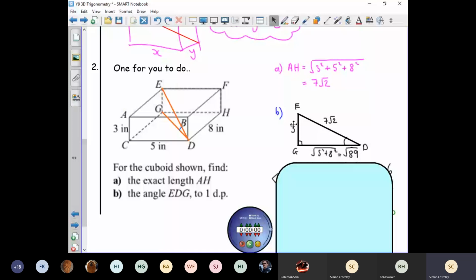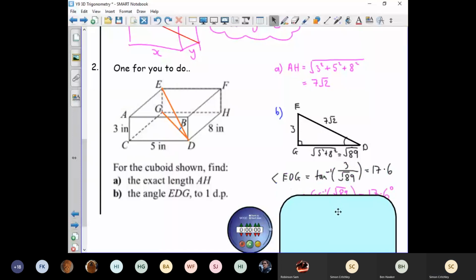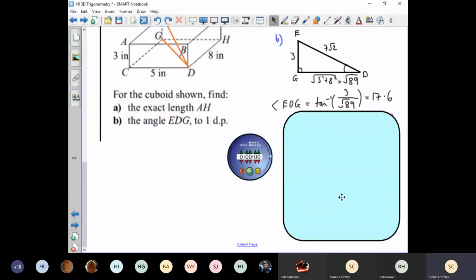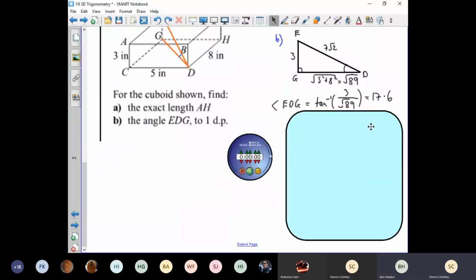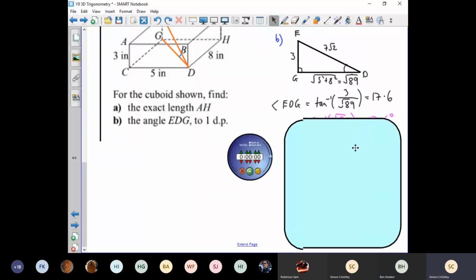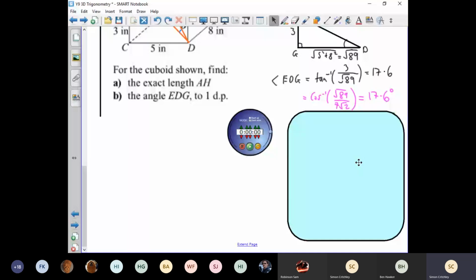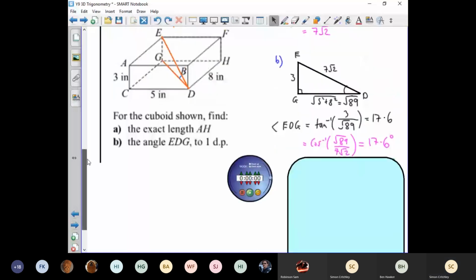So now if you've got all 3, there's loads of different ways of doing this, isn't there? Anyway, I've got this one. Maybe I've gone wrong somewhere. Can someone else check this, see if I'm right? I got to either the tan of 3 divided by root 89. Yep. Or I got to the cos of the adjacent divided by the hypotenuse, which also got me to that 17.6 value.